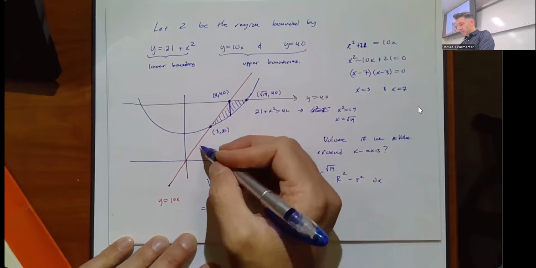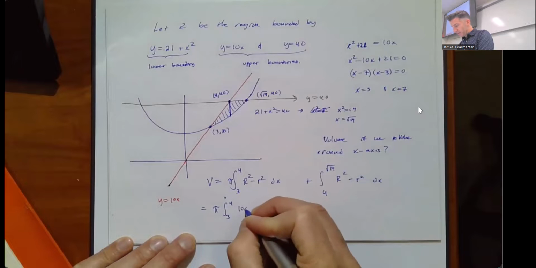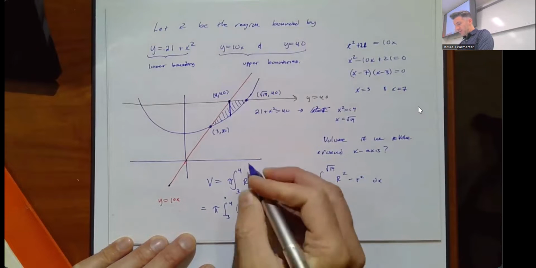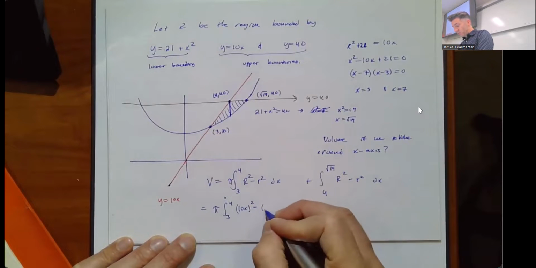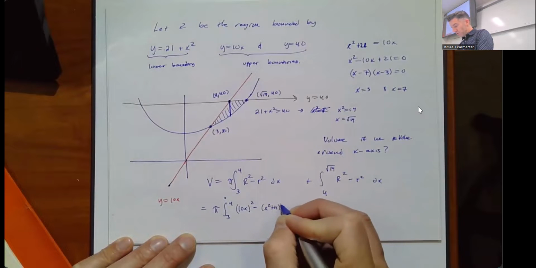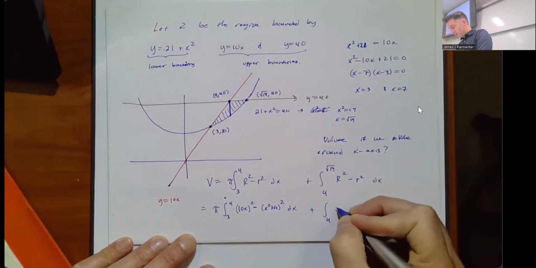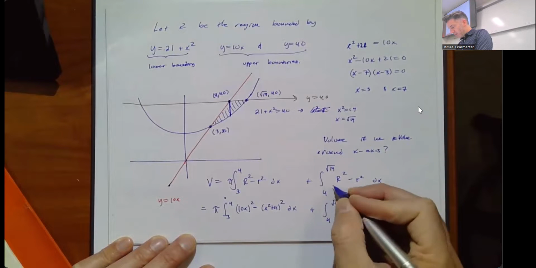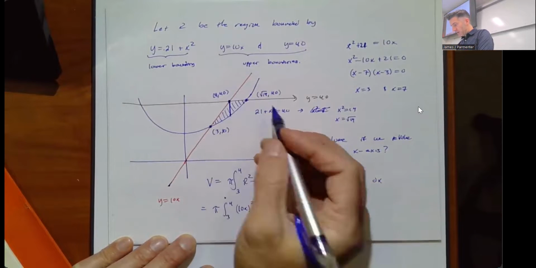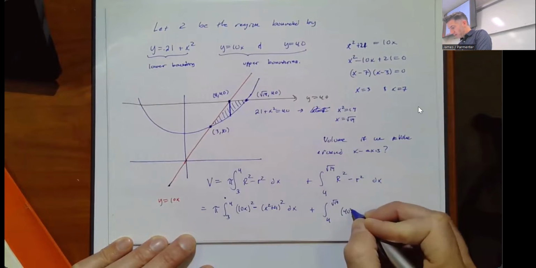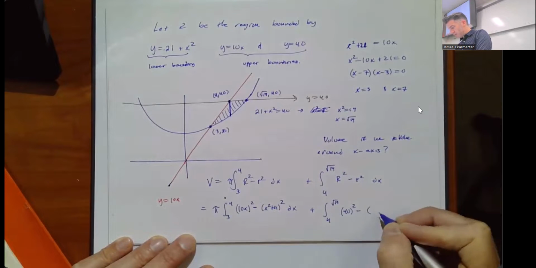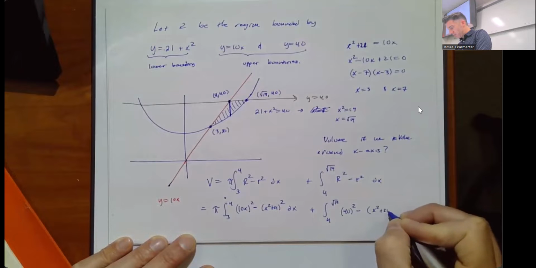So in this case, it's going to end up being pi times the integral from 3 to 4. My big radius here is the function 10x minus the little radius, which is x squared plus 21, squared, plus this one's going to be the same sort of deal. But now my large radius here is just the function y equals 40. So 40 squared minus the same small radius, x squared plus 21, squared.